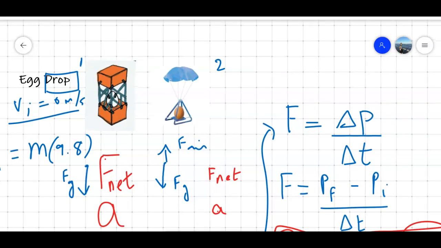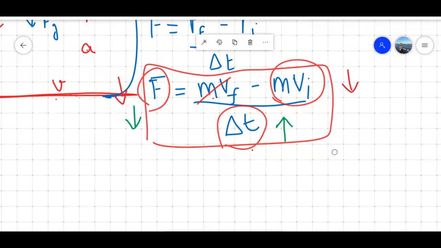As in, if we look at structure 1, let us say all of this is some kind of a sponge or foam type material. Even though the whole structure will hit the ground and stop quickly, the egg inside will slowly sink and take a longer time to stop. So any type of foam padding or cushion for the egg will prolong the stopping time, and a longer time will automatically mean a lesser force.